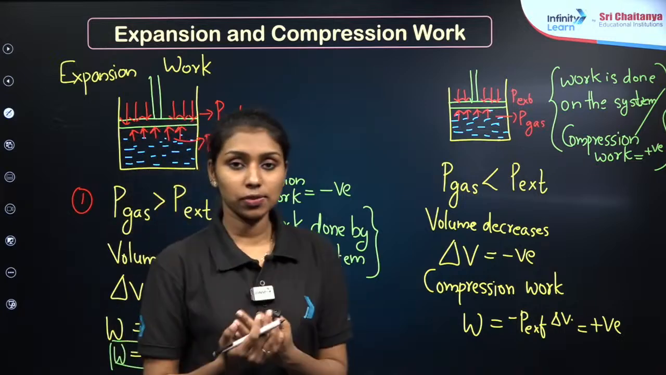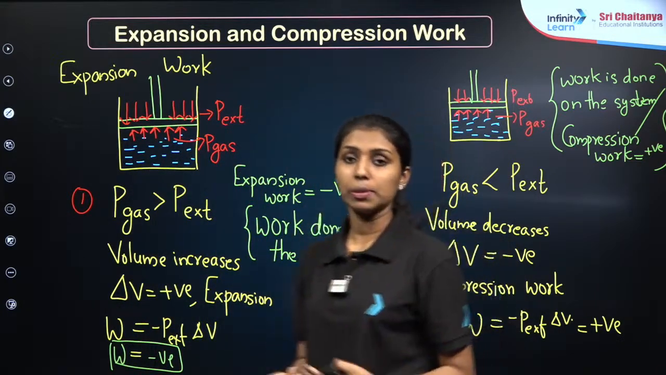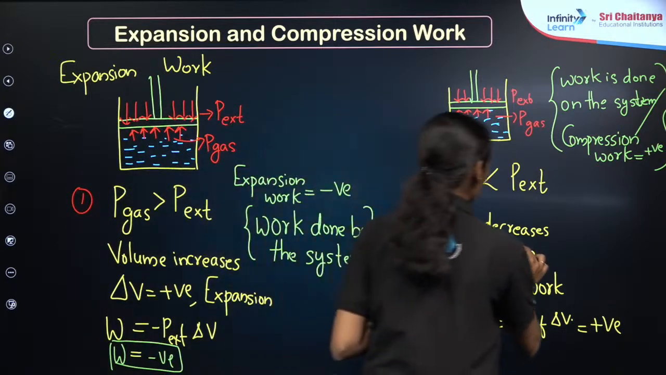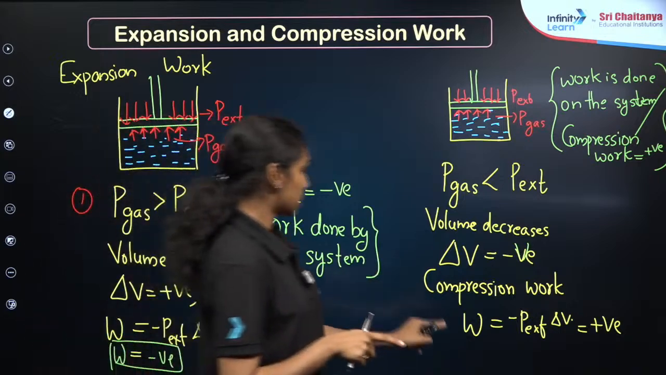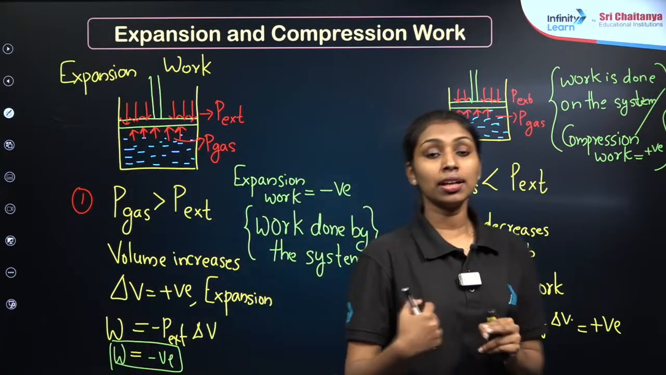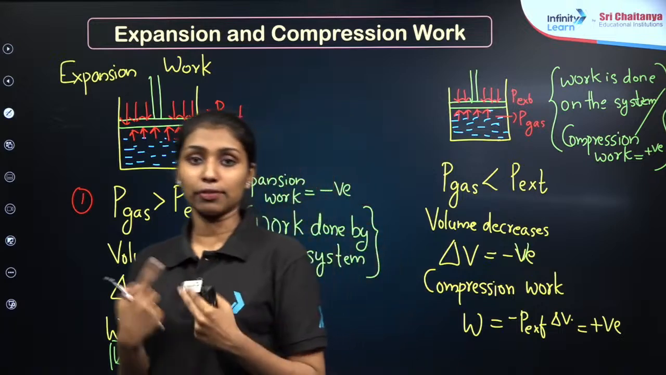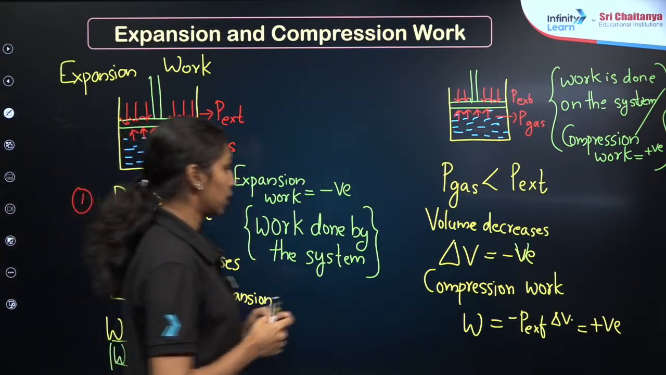Similarly, in the case of compression work, whenever we are doing compression, volume is decreasing, so delta V becomes negative. So the final value of W is positive here, which means that during compression, work is done on the system. So we can define the sign of work during expansion as well as compression work.